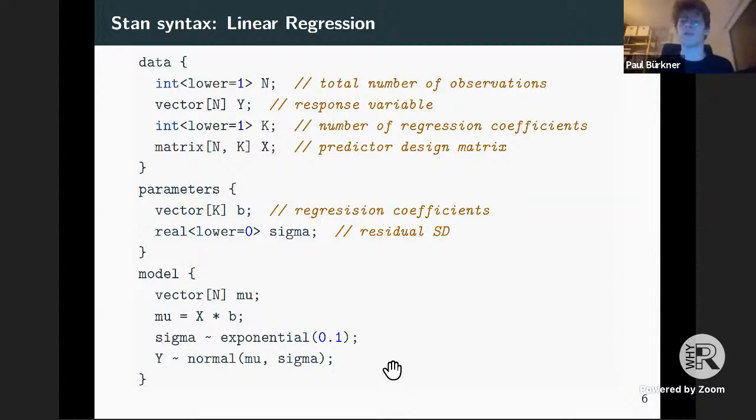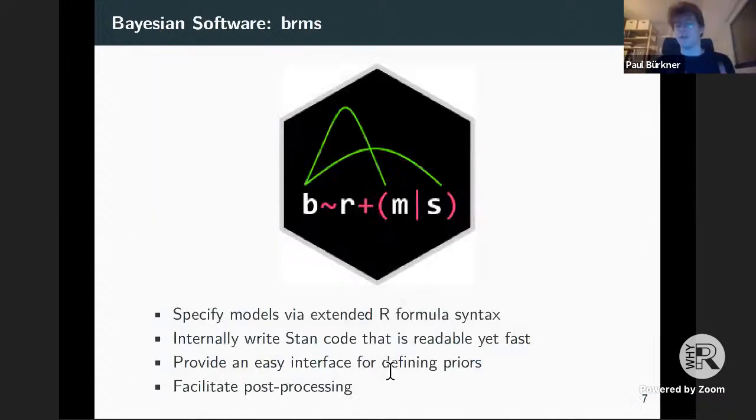Of course, this becomes much more complicated for more complicated models. And hence I've developed a higher level interface to Stan, which I called brms. And it's an R package that makes using Stan easy from R, at least I believe. It makes it easy. So we are specifying Bayesian models in Stan using extended R formula syntax. So if you're familiar with the lm or glm functions or the lmer or glmer functions in R, then you can also use brms more or less right away. And what brms does, it internally writes Stan code that is human readable, yet fast.